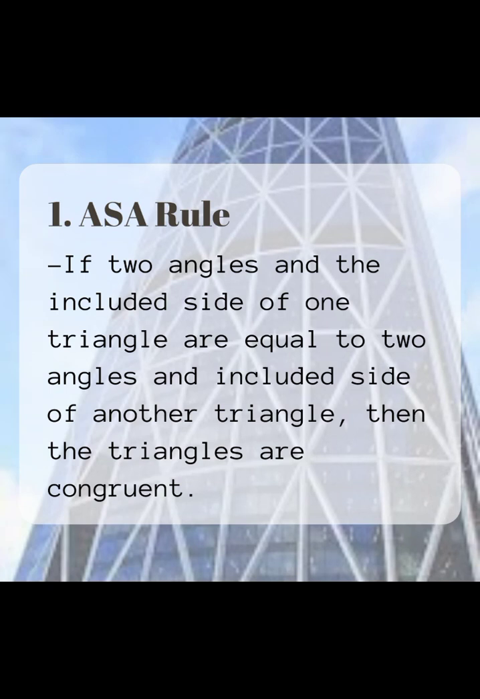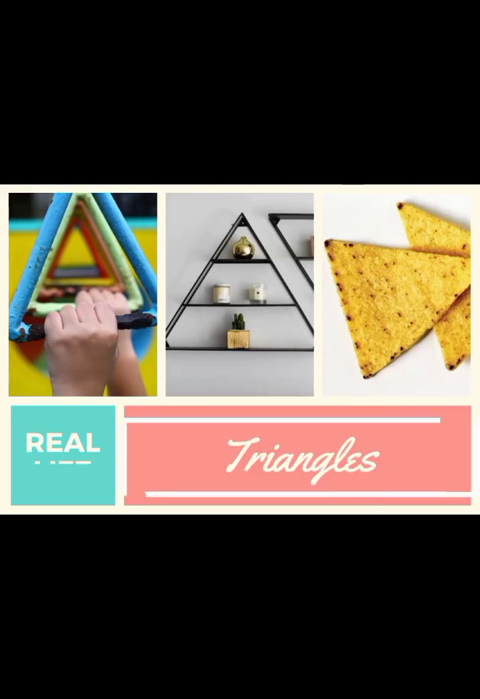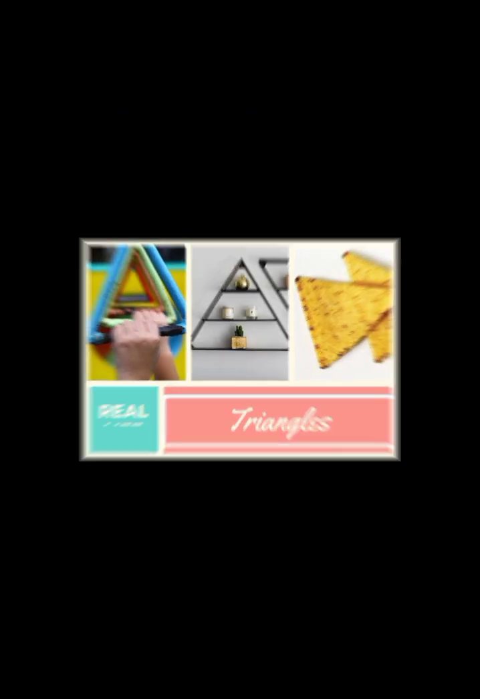Then we have the ASA rule. It states that if 2 angles and the included side of one triangle are equal to 2 angles and included side of another triangle, then the triangles are congruent. The last rule is the AAS rule. It states that if 2 angles and a non-included side of one triangle are equal to 2 angles and a non-included side of another triangle, then the triangles are congruent. And now, let us see the application of triangles and congruent triangles in real life.